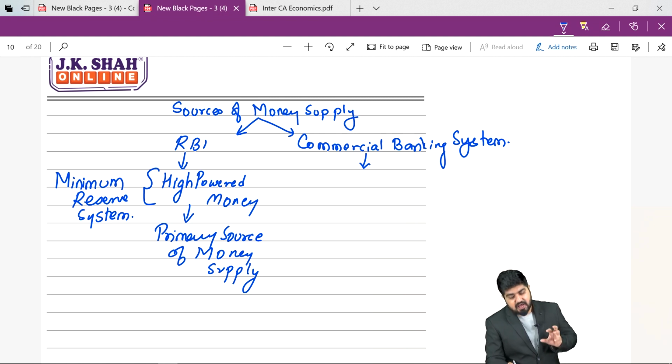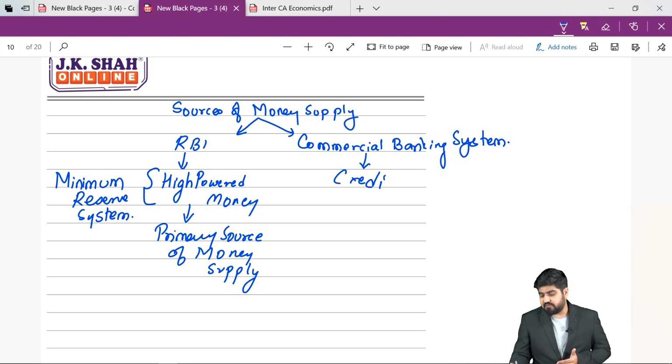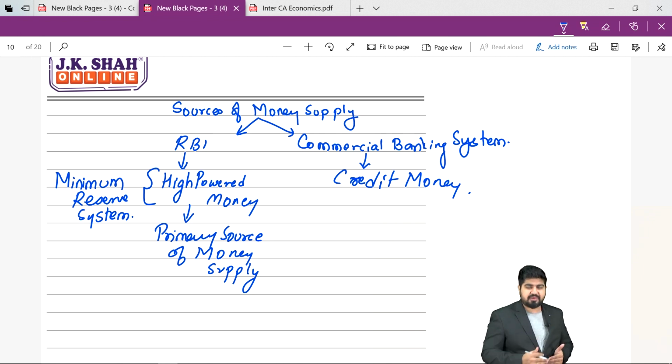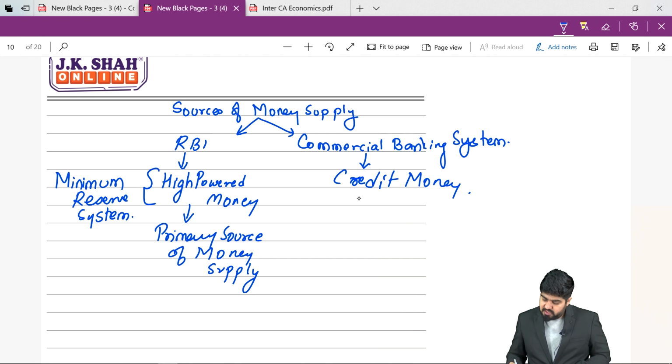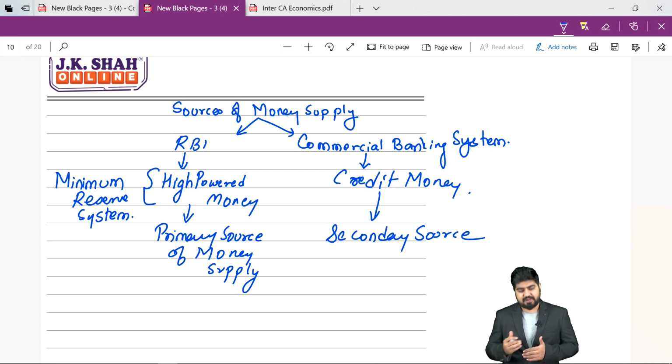So how is commercial bank going to create more and more money? So they are doing it from credit money, which is also called the credit creation process, right? So credit money, that means they go on creating more and more credit from the same amount, and that is how the money gets multiplied. Here, credit money which is given by the commercial banking system, of course, will not be called a primary source. This is a secondary source of money supply which helps us in rotating more money in the market.